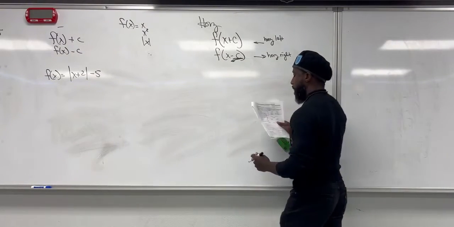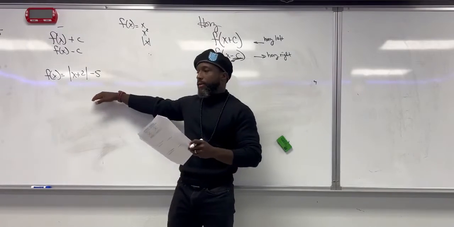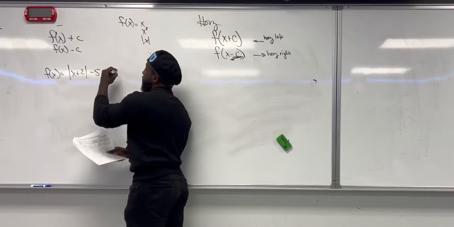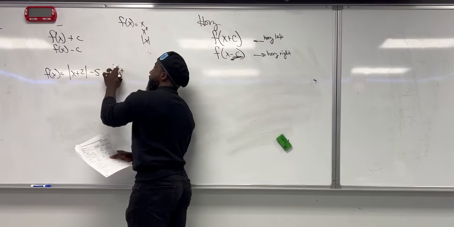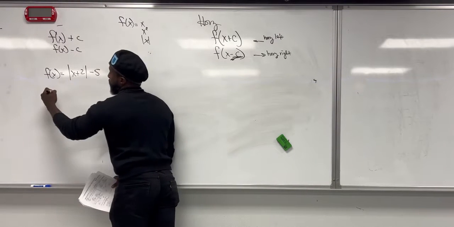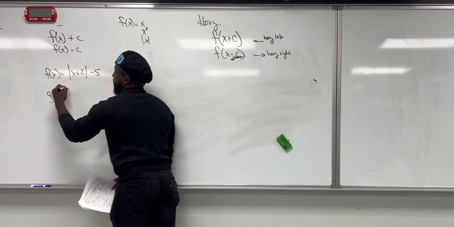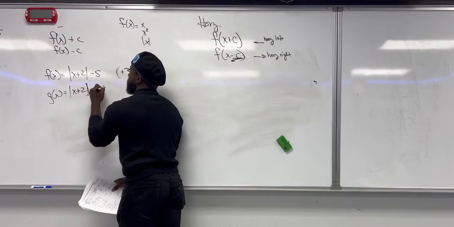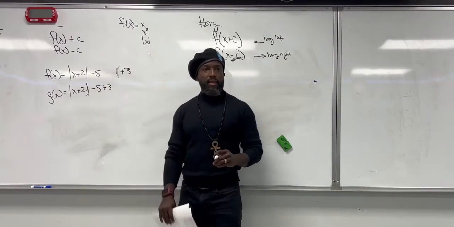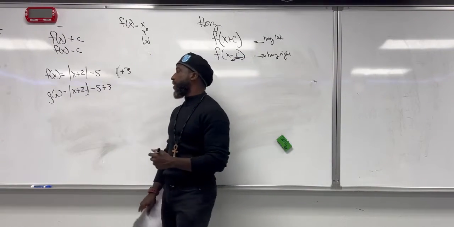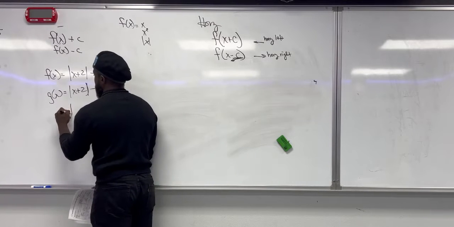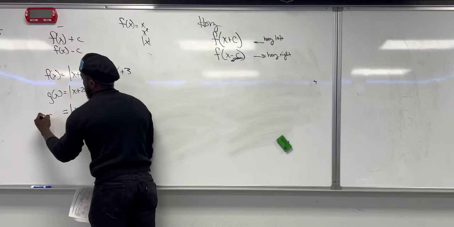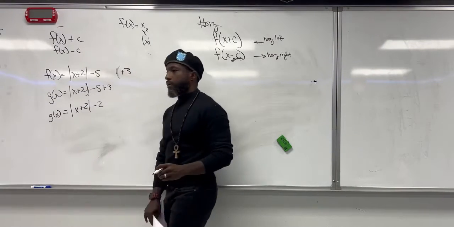All right, let's look at it. So we have this function here, and it shifted 3 units up. Shifting 3 units up means that we're going to add 3 to it. So g of x is going to be the absolute value of x plus 2 minus 5 plus 3. How many students had that? And then you simplify that, so you end up with the absolute value of x plus 2 minus 2. That's g of x, okay?